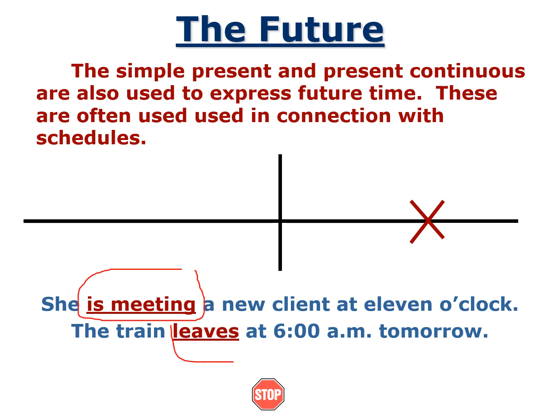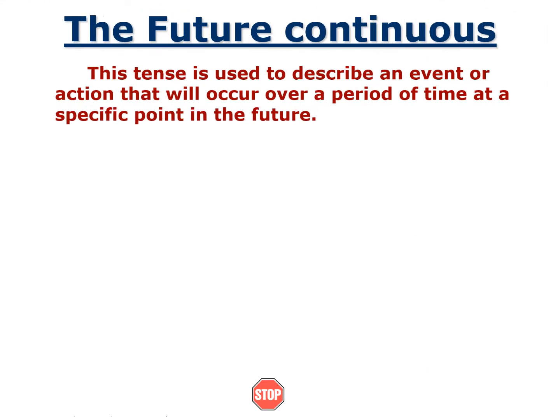The train leaves at 6 a.m. tomorrow. Look here, tomorrow, and here we use the present simple. But you have to mention the time. She leaves at 6 o'clock tomorrow.